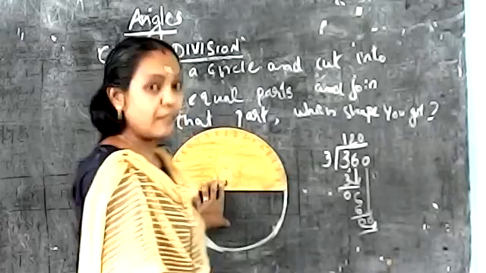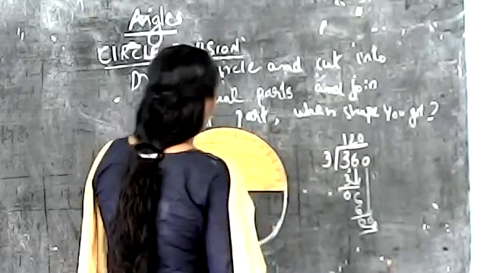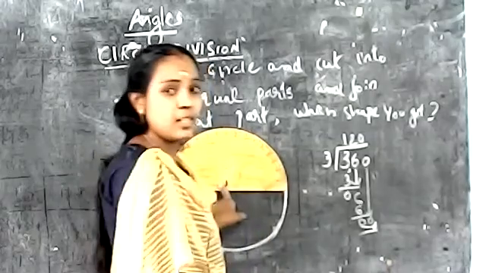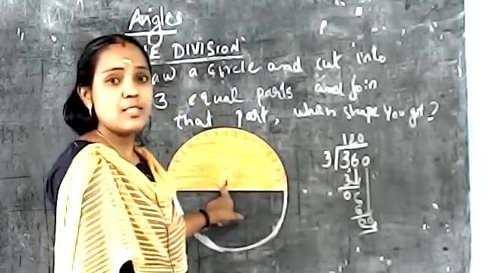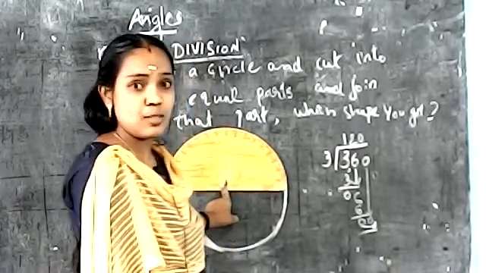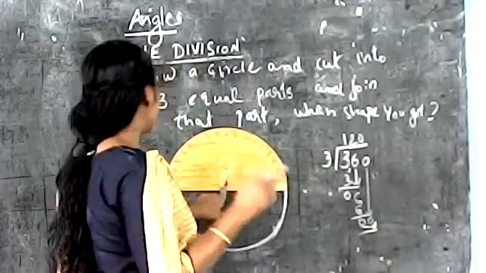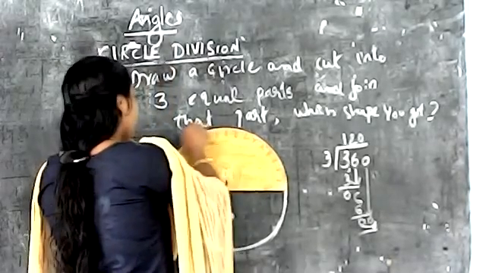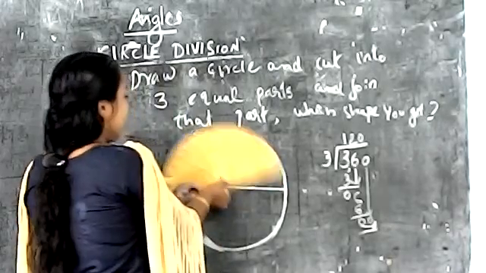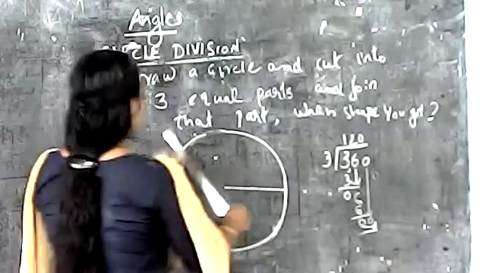Starting point. What is the measure? 120. Which scale do we use for 120? We will use the starting point. Which scale is used? Inner scale. Where is the 120 in your protractor? Inner scale. After joining with the scale.